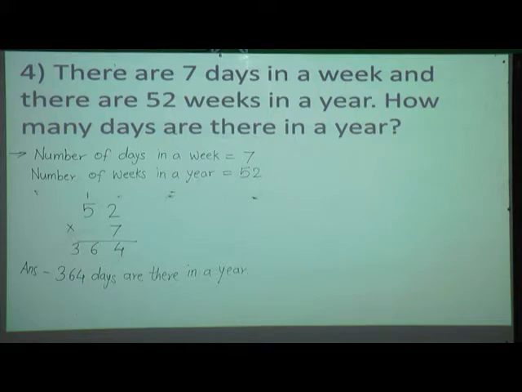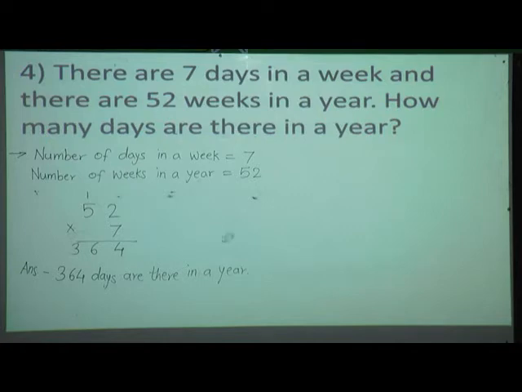So in the first two sentences we have written number of days in a week is equal to 7, then number of weeks in a year is equal to 52, and when we do the multiplication of 52 into 7, we will get the total number of days in a year. So here we got the answer 364 days in a year. So finally we will write the answer: 364 days are there in a year.